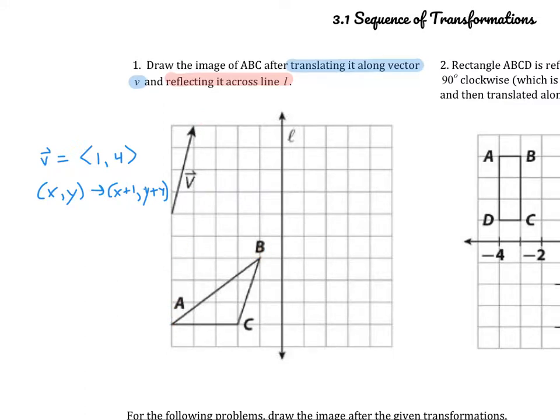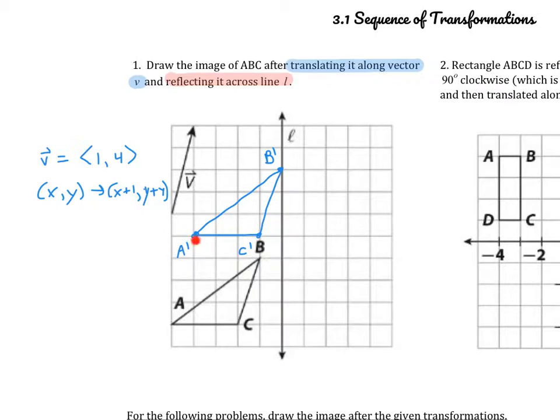I'm going to start by transforming point A. I go right 1 up 4 and call this A prime. Then for B, right 1 up 4, B prime. And for C, same thing, right 1 up 4. Now, from this new figure, A prime, B prime, C prime, I'm going to do my second transformation: I'm going to reflect it across the line L.